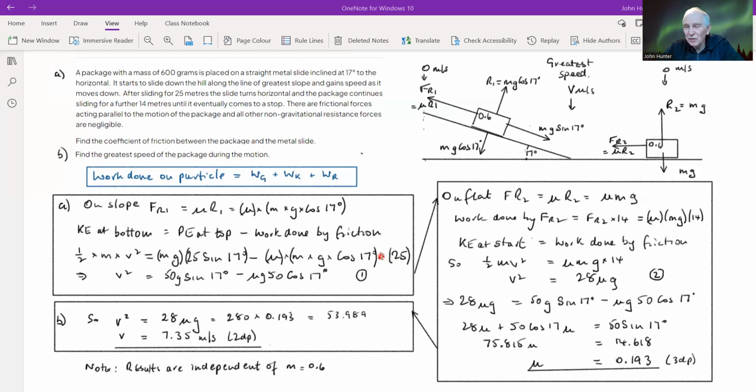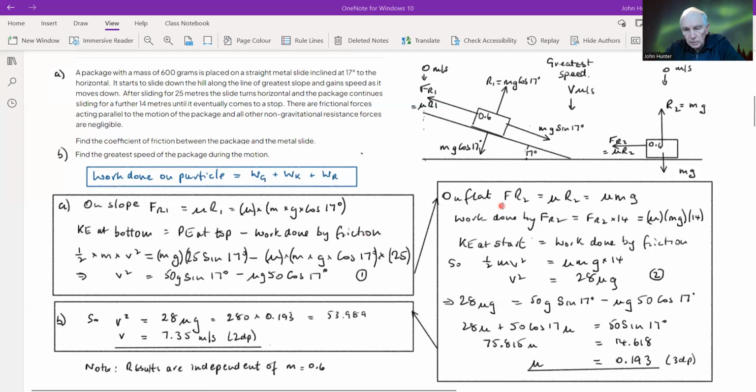Energy is a characteristic of a particle, it has energy, and work is what we do to a particle to increase or reduce its energy. In this case, we're reducing it by the work of friction. Okay, so we've got that equation. We'll simplify that out. We get an expression for v squared equals this. Mark that as 1, because that's going to be 1/2 of our pair of simultaneous equations.